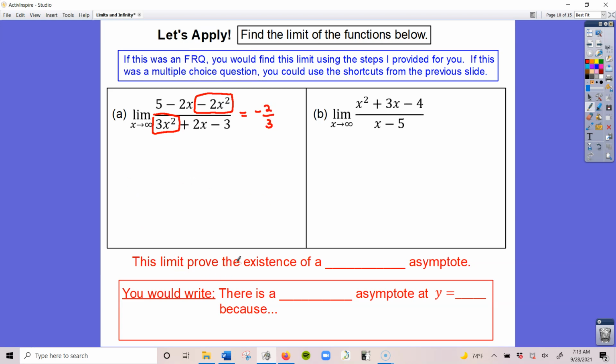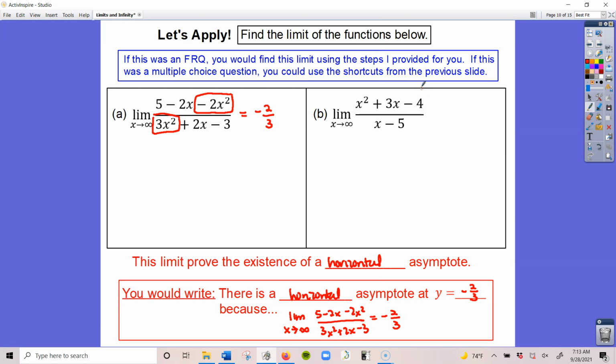So we would say this limit proves the existence of a horizontal asymptote. And we would write there is a horizontal asymptote at y equals negative 2 over 3 because, and then we would state our limit. The limit as x is approaching infinity of 5 minus 2x minus 2x squared over 3x squared plus 2x minus 3 is equal to negative 2/3. Remember that horizontal asymptotes exist if the limit at either infinity or negative infinity approaches a real number. And if that's the case, that's where you have the horizontal asymptote.